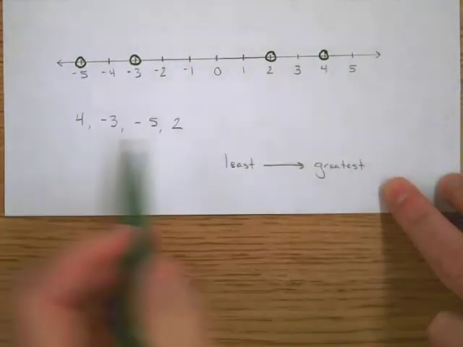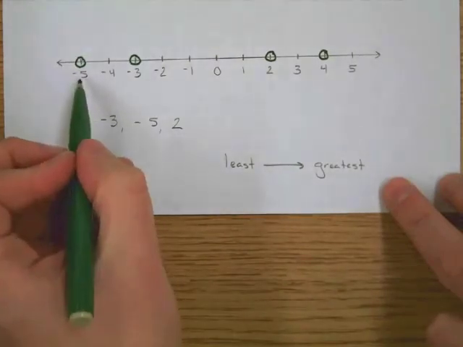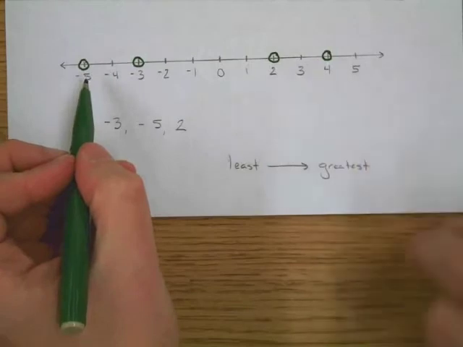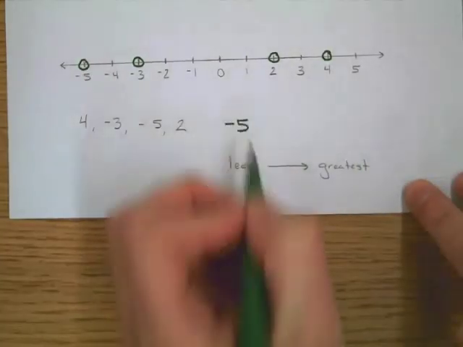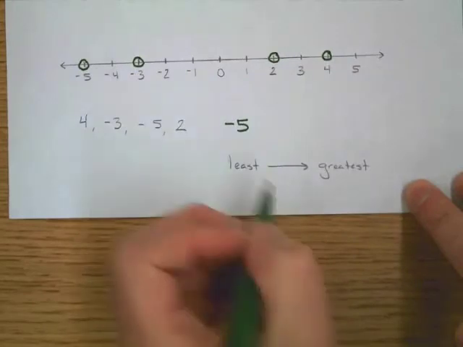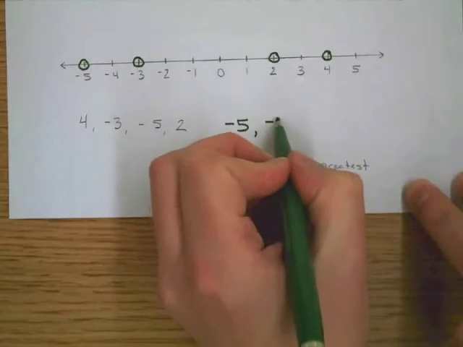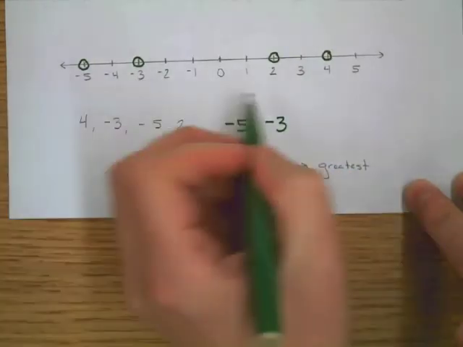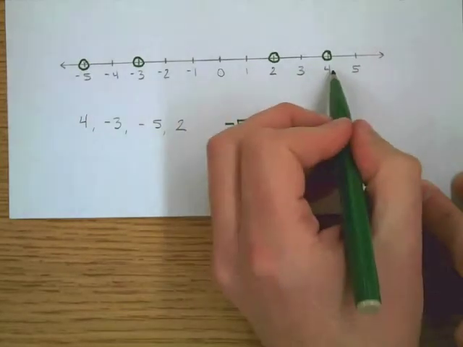So if we're going to start here and go this way, remember the farthest to the left is the smallest, and the farthest to the right is the greatest. So our smallest number would be -5. It's farthest away from 0. The next one in our order from least to greatest would be -3. Then positive 2. And finally our largest number there would be positive 4.